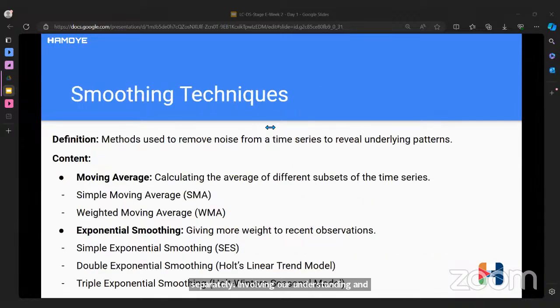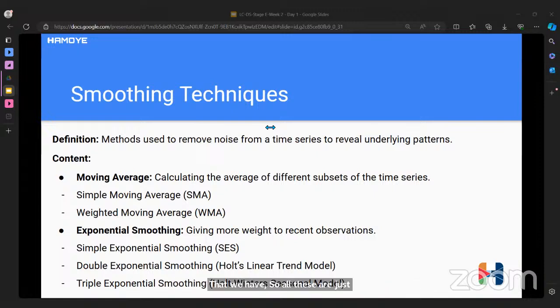Then we have the smoothing techniques, which remove noise to reveal underlying patterns in the data. Yeah, we also see this in our project in a bit. Then we have the moving average, which calculates the average of different subsets of the time series. We have the simple moving average, which gives equal weights to all values in the window. Then we have the weighted moving average. So all these are just smoothing techniques.